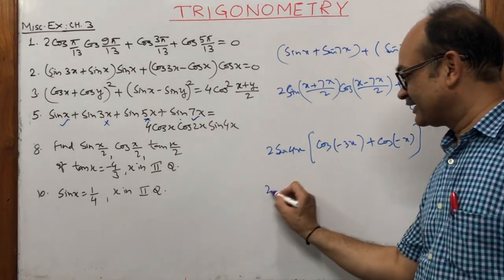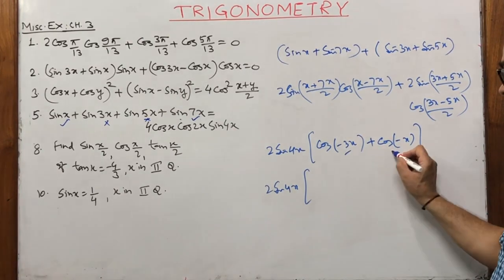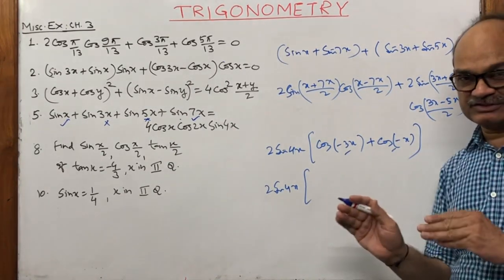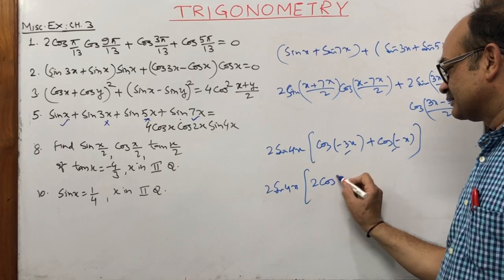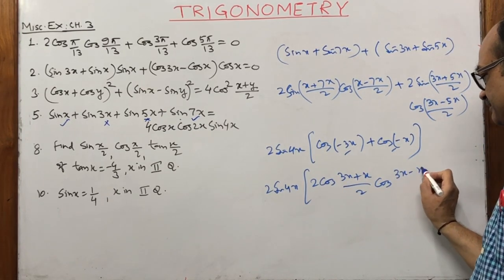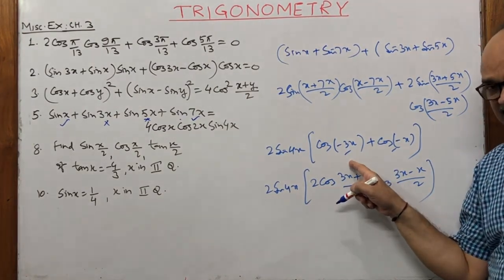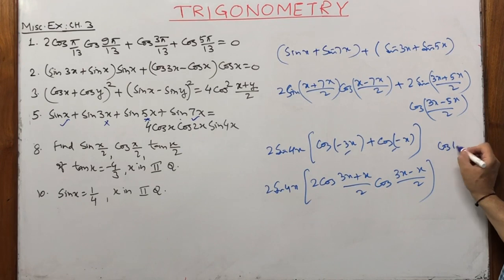So here we can write again 2 sin 4x, and ignore the minus, using the cos c plus cos d formula, 2 cos (c plus d) by 2 cos (c minus d) by 2. Why do we ignore this minus sign? Easy. You can write cos of minus x is cos x.